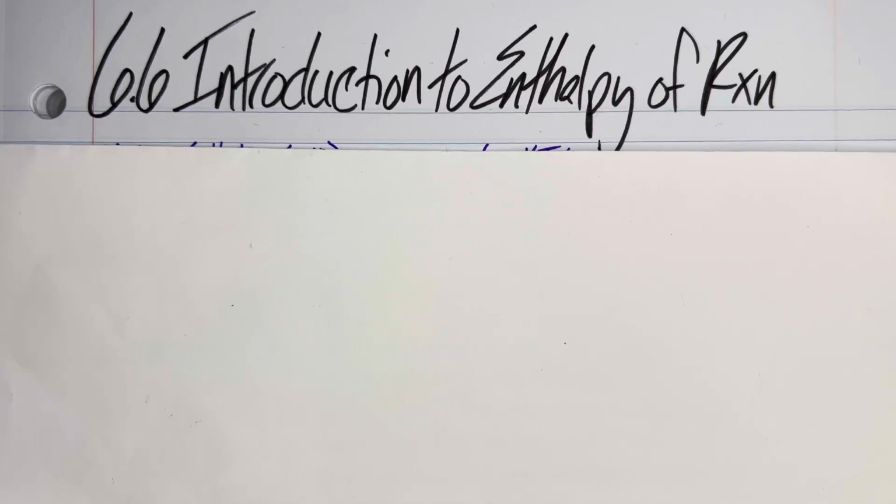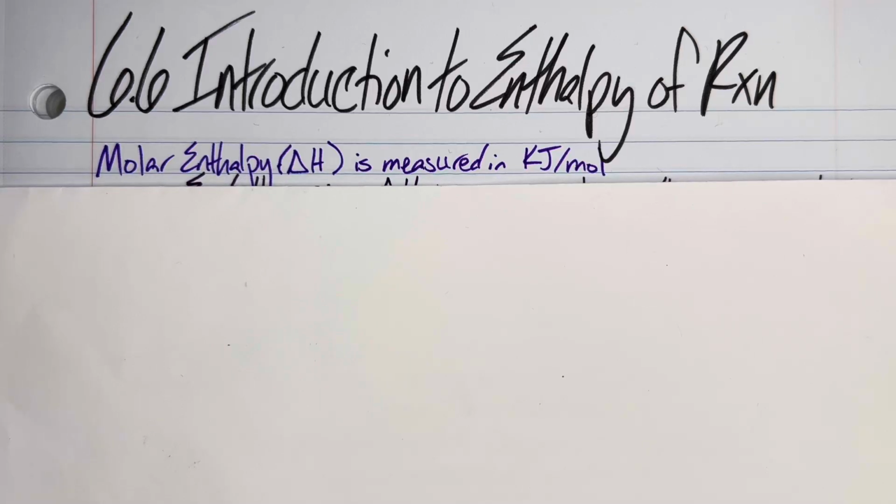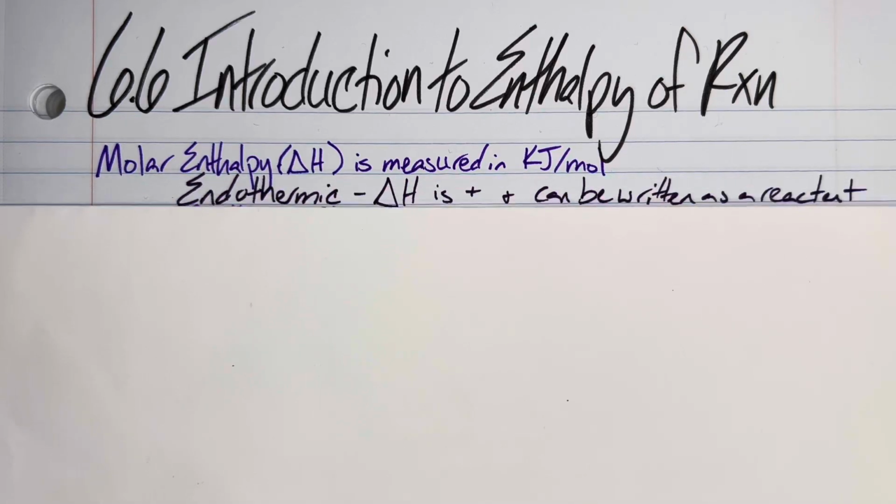AP Chemistry, Unit 6.6, Introduction to Enthalpies of Reactions. Molar enthalpy, or delta H, is measured in kilojoules per mole.